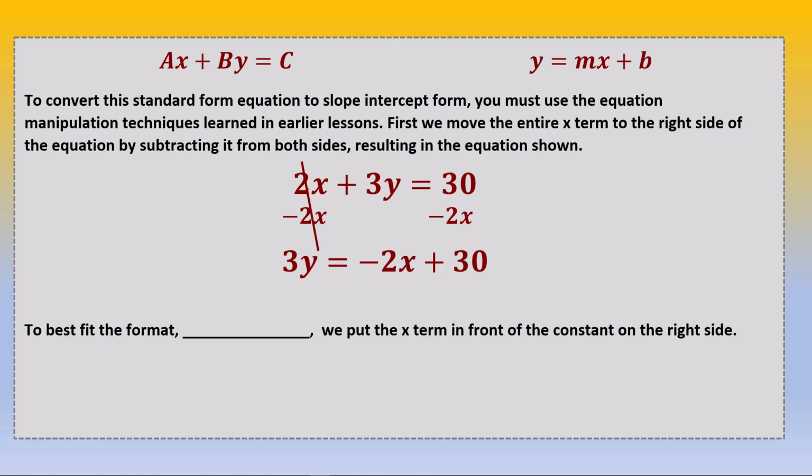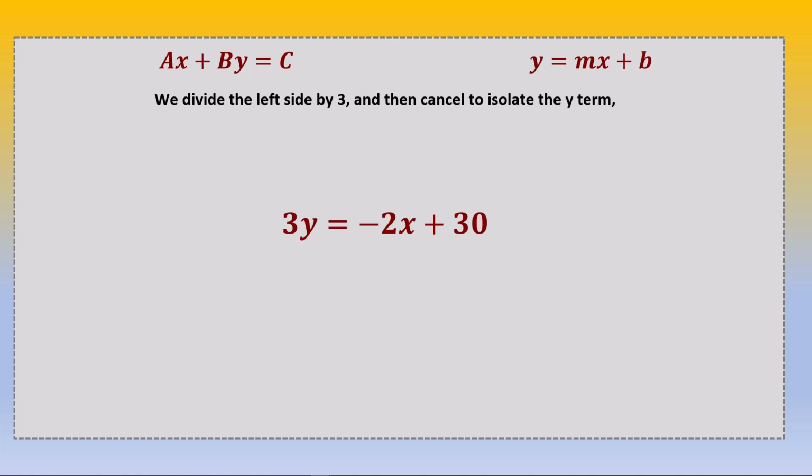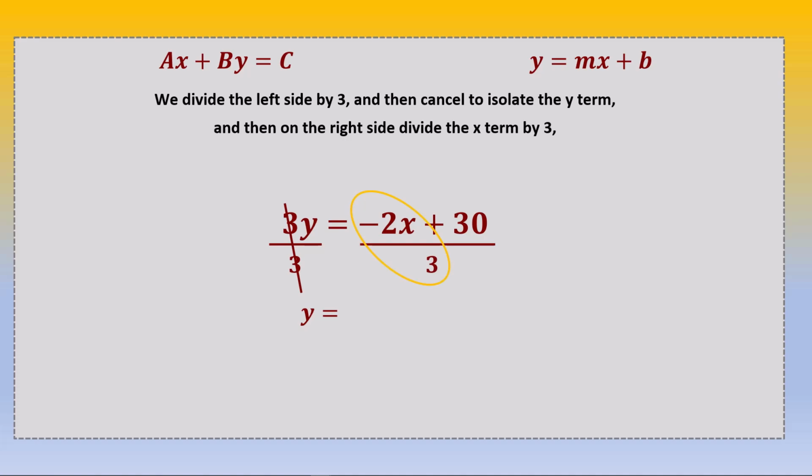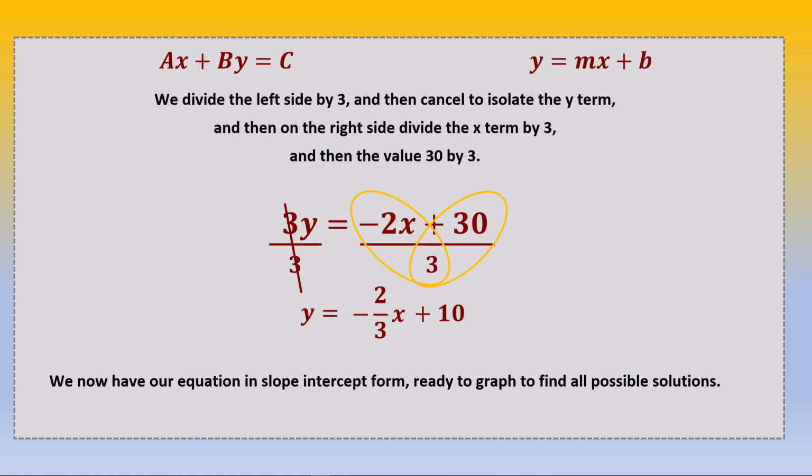To best fit the format, y equals mx plus b, we put the x term in front of the constant on the right side. We divide the left side by 3 and then cancel to isolate the y term. And then on the right side, divide the x term by 3 and then the value 30 by 3, and we get y equals negative 2 over 3x plus 10. We now have our equation in slope-intercept form, ready to graph to find all possible solutions.